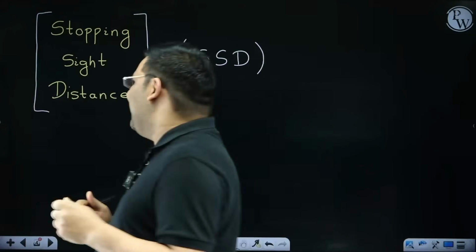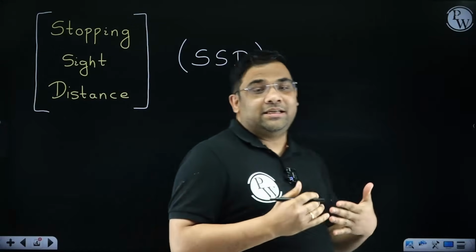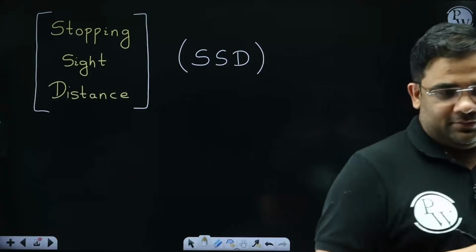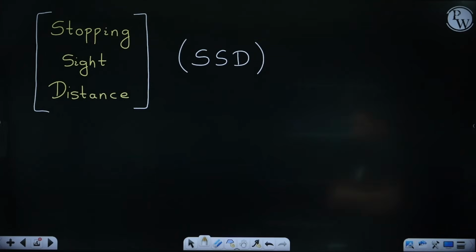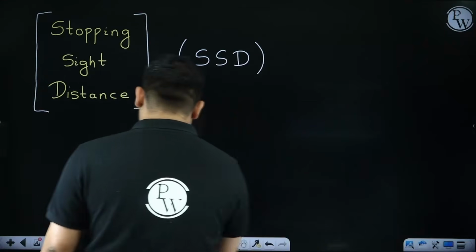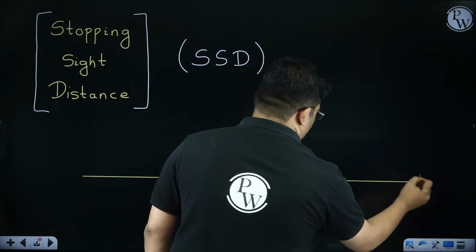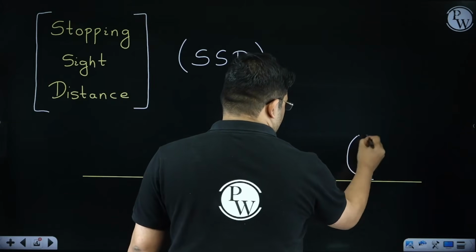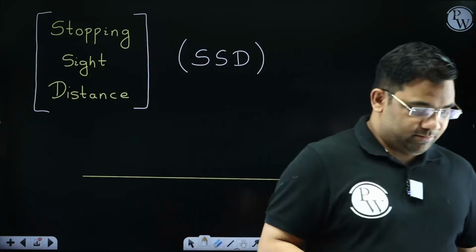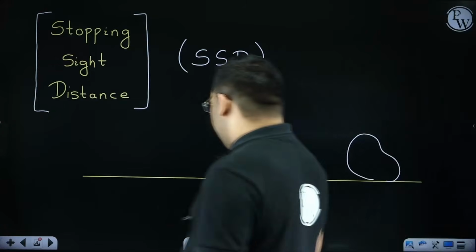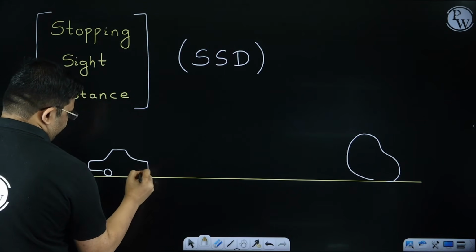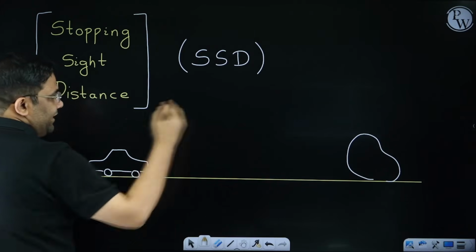Okay. So now you see what I told, this SSD is the distance required to stop the vehicle without collision with an obstacle. Suppose this is our road, and suppose here we have an obstacle. Suppose some stone is there, or some tree has fallen, or a broken vehicle is there. Now suppose we are traveling in a car or some other vehicle.